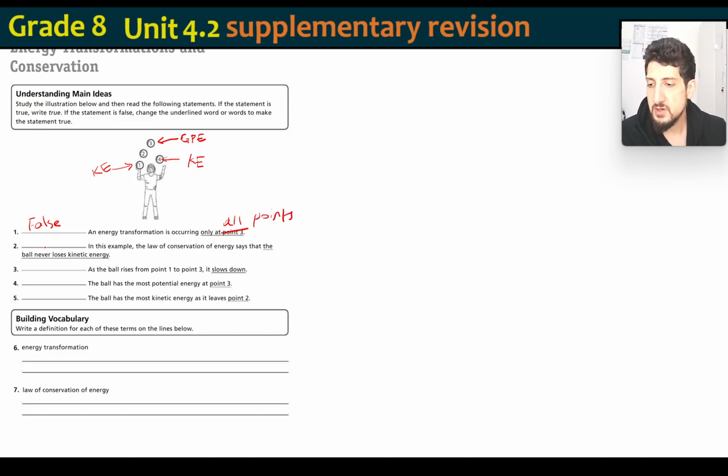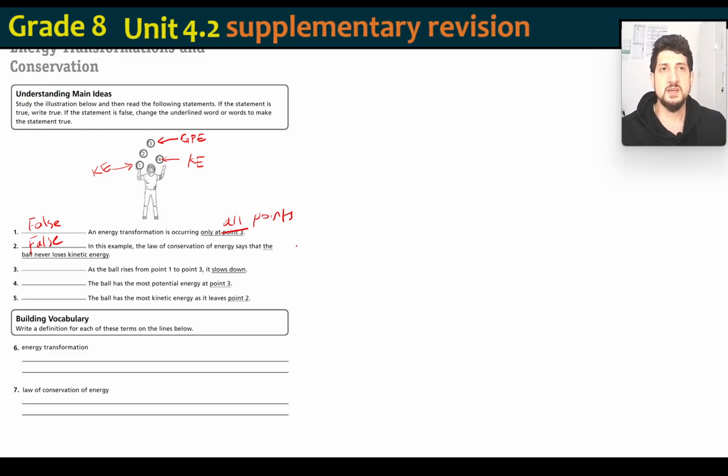In this example, the law of conservation of energy states that the ball never loses kinetic energy. This is also false. The reason for that is the ball never loses energy, but it does lose kinetic energy. There is a difference there. So the ball will always maintain its total amount of energy. Energy before equals energy after.